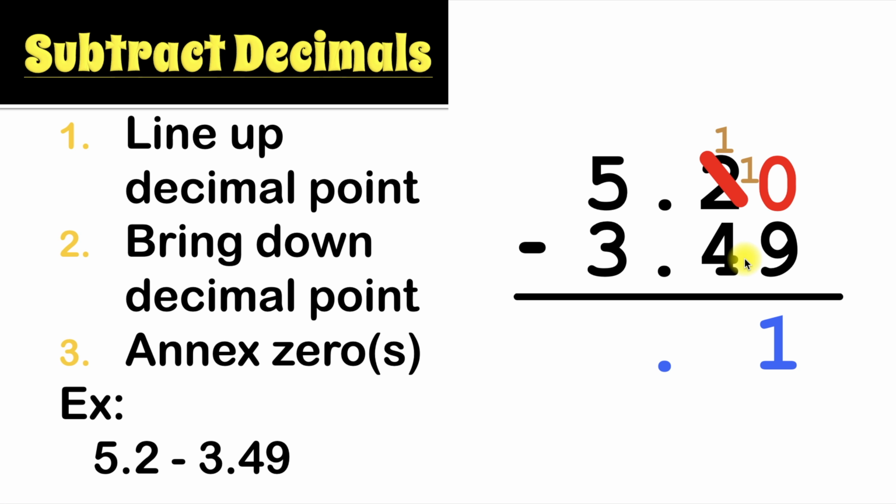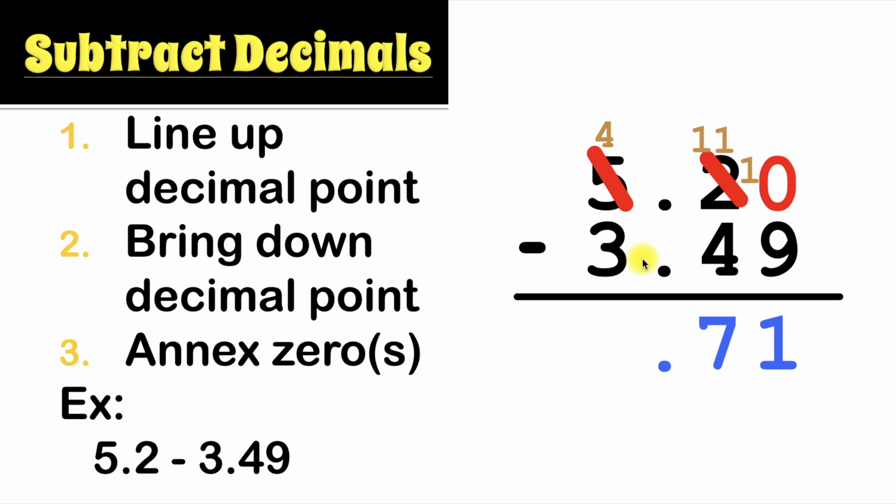Now we'll go to the next column. 1 minus 4. Can we do that? No, we can't, because we don't have enough in our top number. So we're going to borrow from this 5, we'll cross it off and turn it into a 4, and the one that we borrowed we'll place right here. So now we have 11 minus 4, and that equals 7.